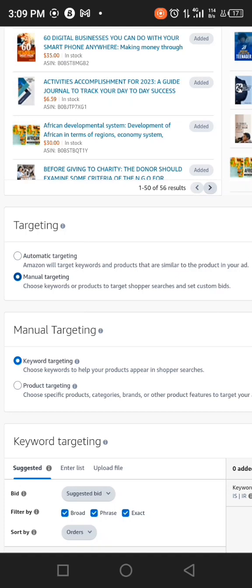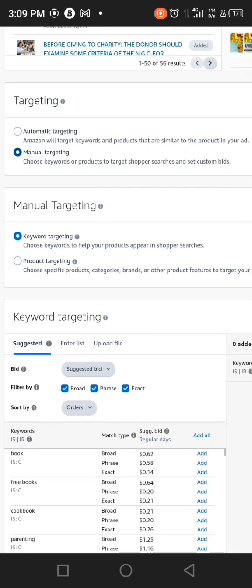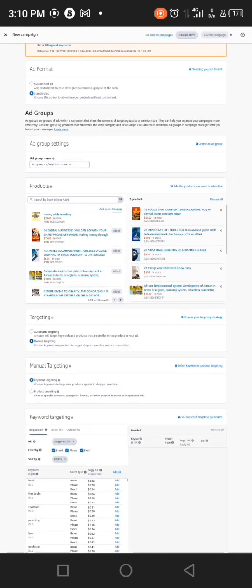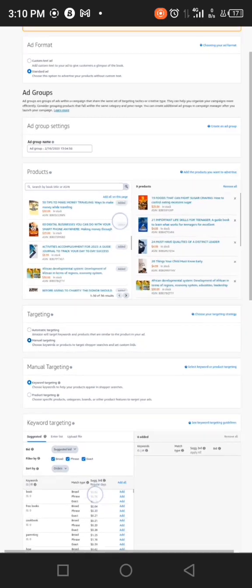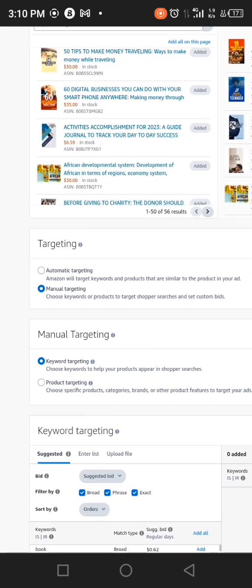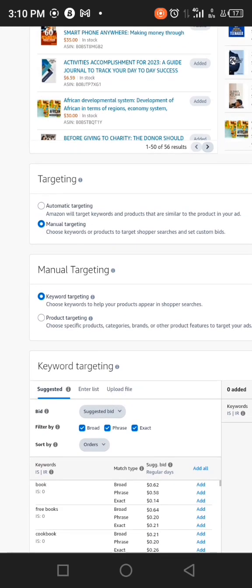Manual targeting, of course, we all know that there are two types of manual targeting. Okay, let me zoom this back so you would see what exactly it looks like. This is what the dashboard looks like, but I'm just zooming in on it so you could see it clearly. I hope that's okay with you. Manual targeting is in form of keyword targeting and product targeting. Keyword is when the audiences that would see your books would see it because they have searched for the keywords on your book.